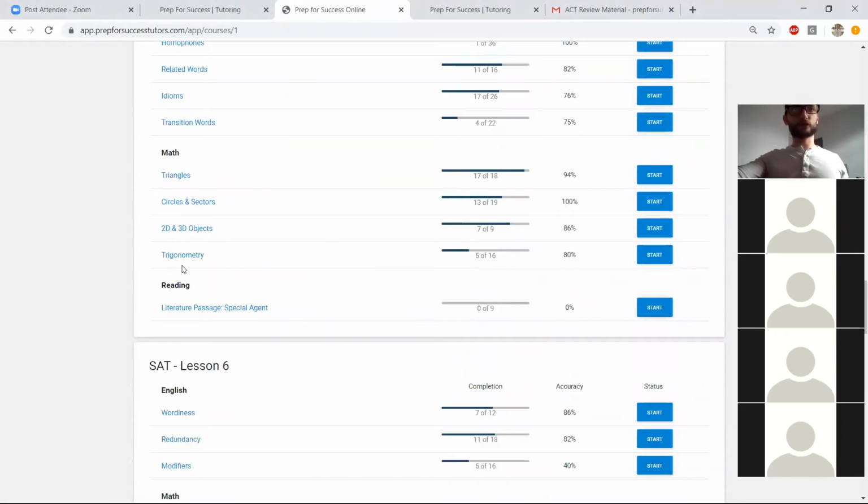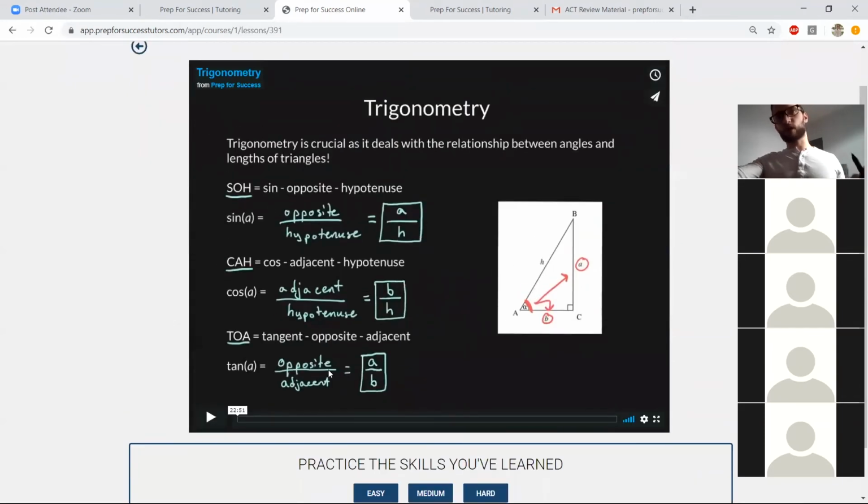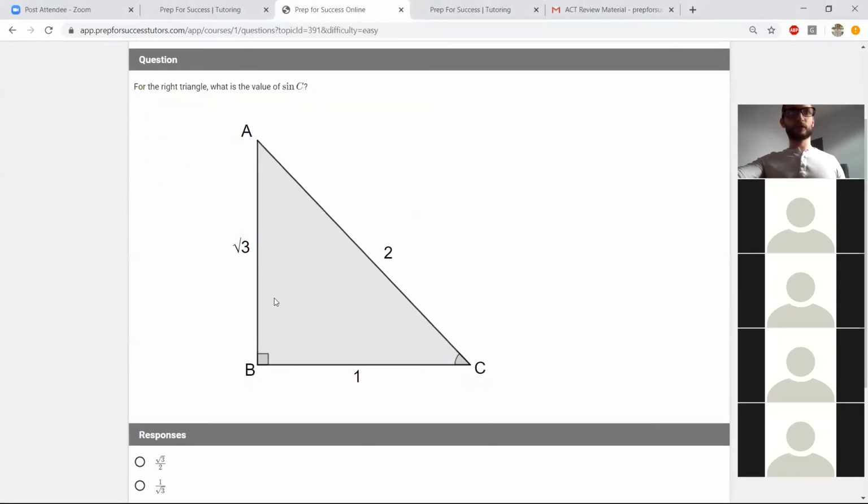Next let's do trig. Let's take a look at trig really quick so we can move on to lesson 6. Trig here is SOH CAH TOA. There's no difficult trig on the SAT. The ACT has things like law of sines and law of cosines. It gets a little bit more complicated. The SAT, it's not. Okay. So SOH CAH TOA: sine, cosine, tangent. All right. Let's do an easy one. I want everybody to tackle this question.